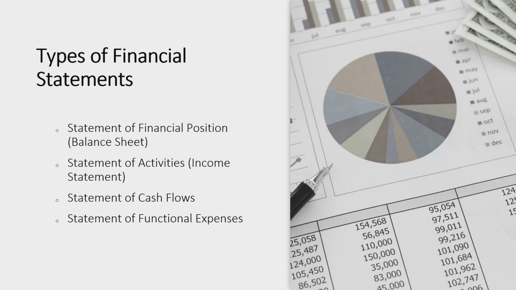Nonprofit financial statements tell the complete story of your organization's fiscal health. The Statement of Financial Position shows what you own and owe at a specific moment. The Statement of Activities reveals your performance over time through revenue and expenses. The Statement of Cash Flows tracks your liquidity, while the Statement of Functional Expenses demonstrates how you allocate resources across programs, administration, and fundraising. Together, these four statements provide a comprehensive view of your financial sustainability.